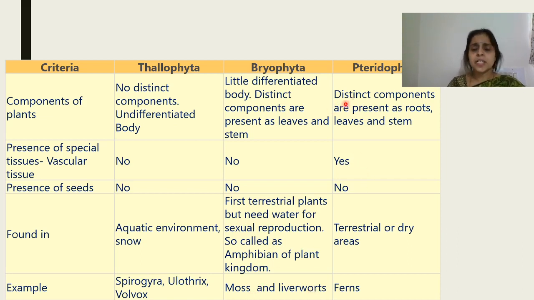Pteridophyta. Pterido means fern. Distinct components like root, stem, and leaf are present, meaning the body is differentiated, and the vascular system is well developed. They do not produce flowers or seeds. They are found on land, in dry areas, and some can be found in shady places also. The fertilized egg develops into an embryo, and the sex organs are multicellular. Example: ferns.